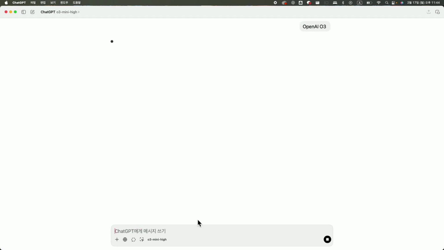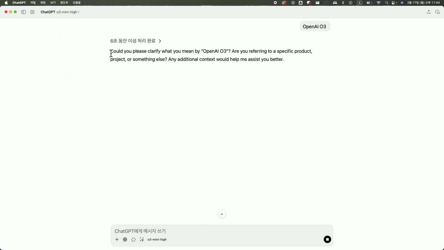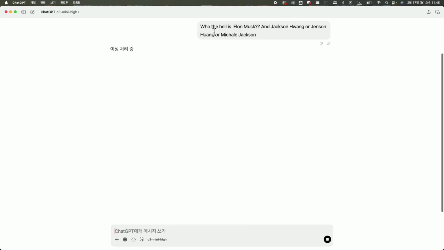The paper from OpenAI explains why the O3 model has made significant improvements over the O1 model. As you can observe, for instance, when you select a model like O3, a prompt is generated. This is what we refer to as a chain of thought. You might be asking yourself, who are Elon Musk, Jackson Huang, and Jensen Huang, and why are they relevant? Let me give you an example with something as absurd as Michael Jackson. The importance of this question isn't the point. Instead, the reason I mentioned it is that the detailed process of O3 is revealed through reasoning.